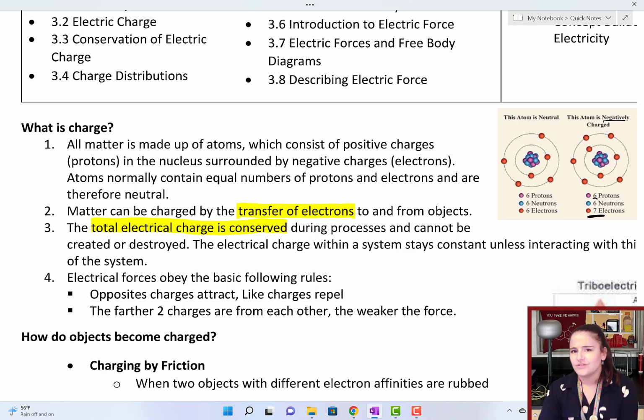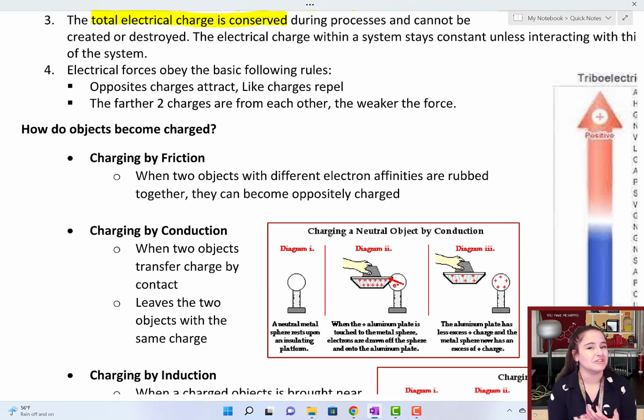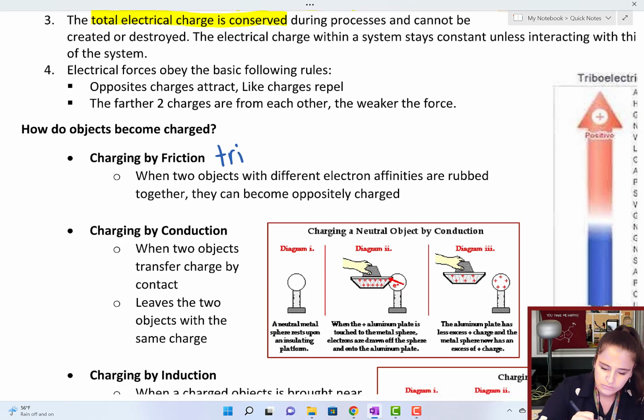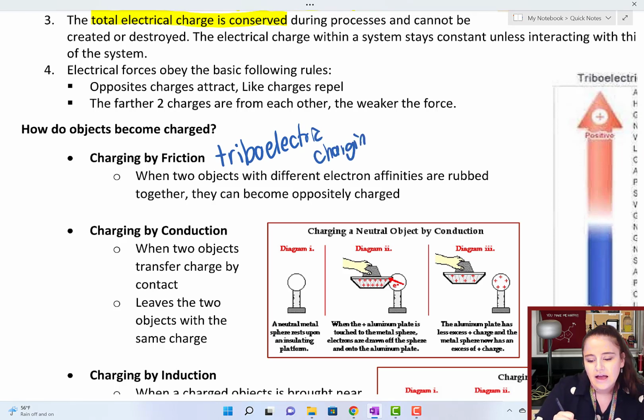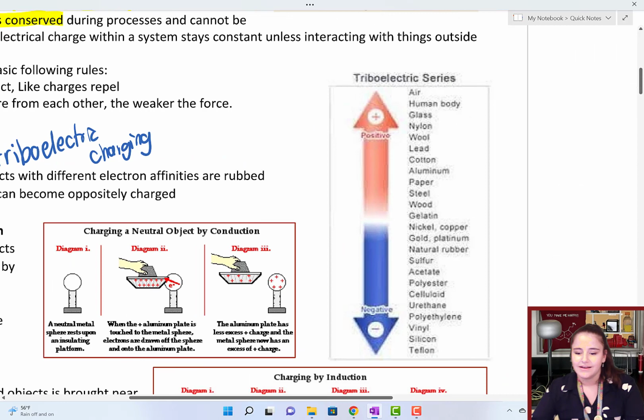Okay, so how does an object even become charged? Well, if you wanted to charge up a balloon to stick it on the wall, you would just rub it on your head, rub it on your hair. That is called charging by friction, which is also sometimes called triboelectric charging. And it's called triboelectric charging because it has to do with something called the triboelectric series.